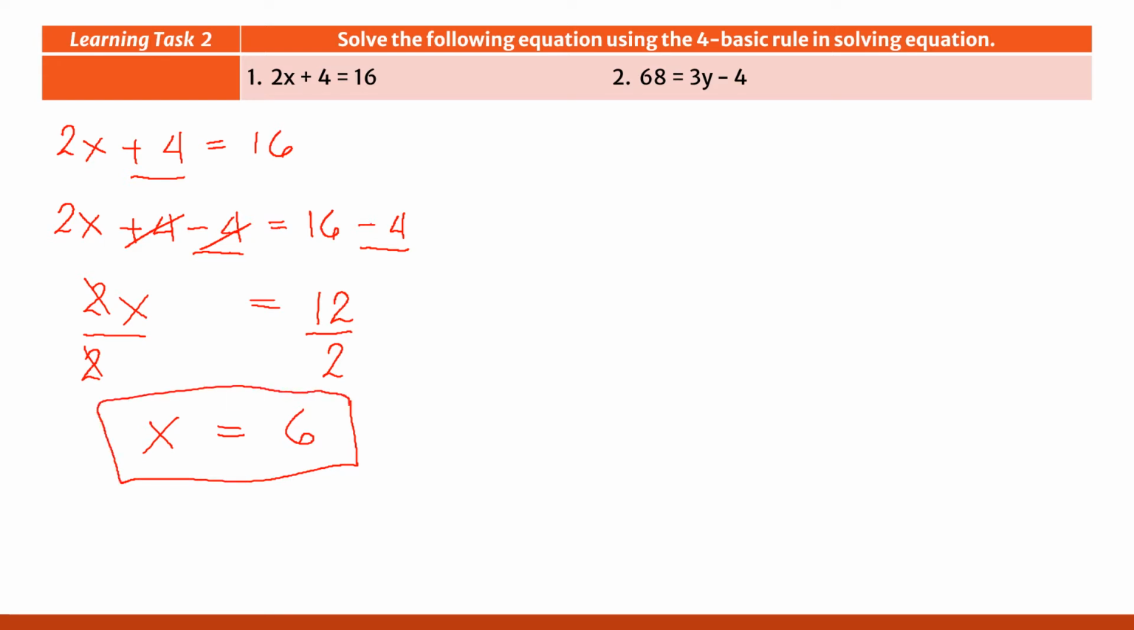So, i-check nga natin. Going back to 2x plus 4 equals 16. What is 2 times 6? 12. What is 12 plus 4? 16. And 16 equals 16. Therefore, x equals 6 is correct. Okay? Next, equation number 2.